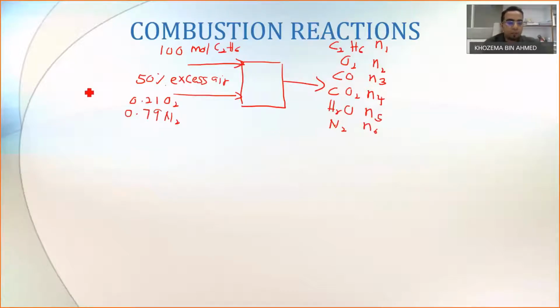And I can also label here, since I don't know the flow rate of air, I can say that the moles of air is N7. So this is our completely labeled flowchart. Now the first thing we can do is solve for excess air. We know the formula for excess air: percentage of excess is equal to mole of air fed to the system minus mole of theoretical air needed, divided by the mole of theoretical air needed, times 100.